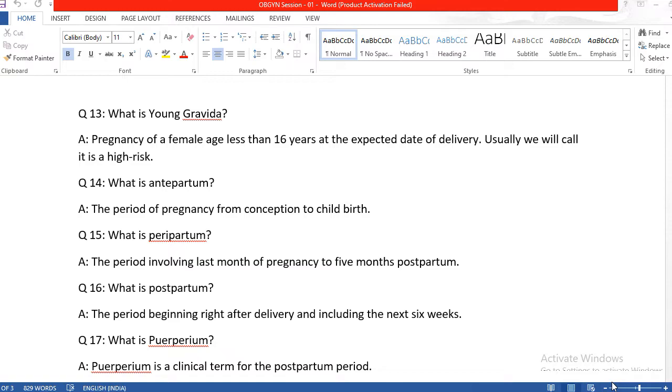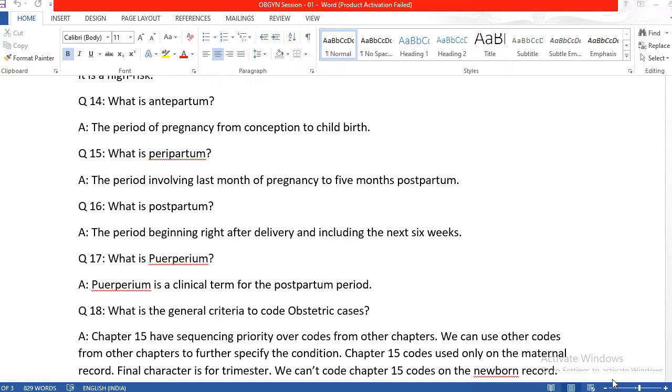What is antepartum? The period of pregnancy from conception to childbirth. So it is the duration between conception and childbirth.